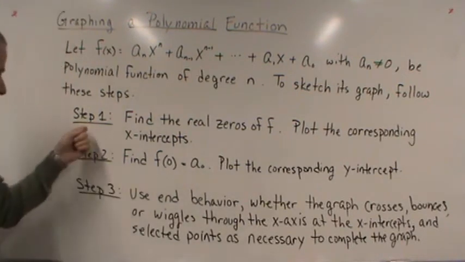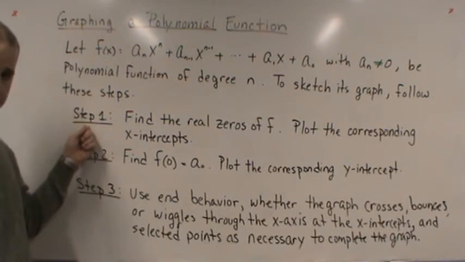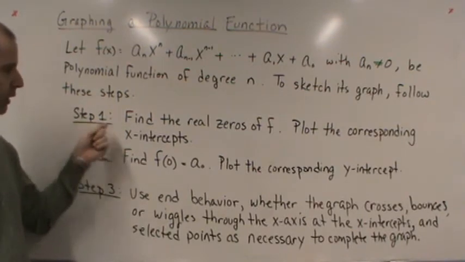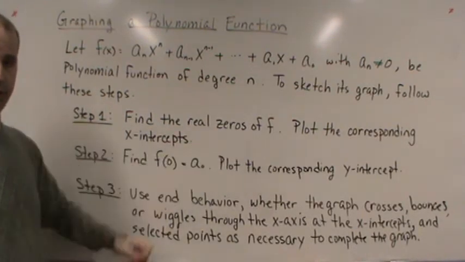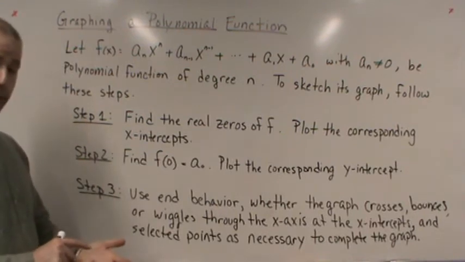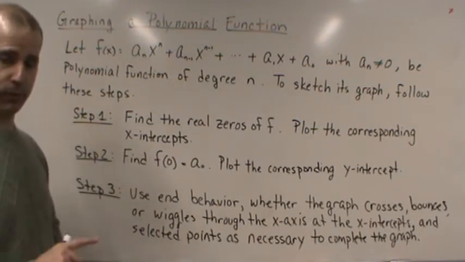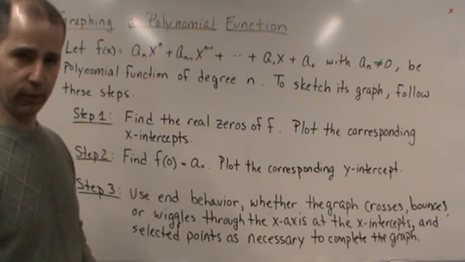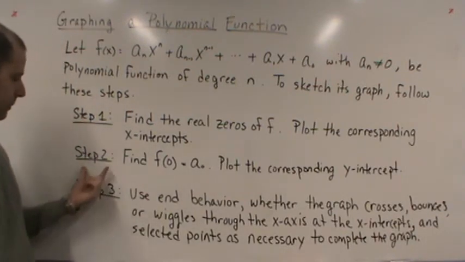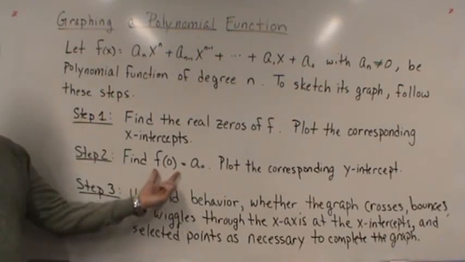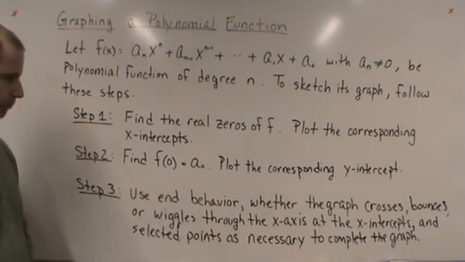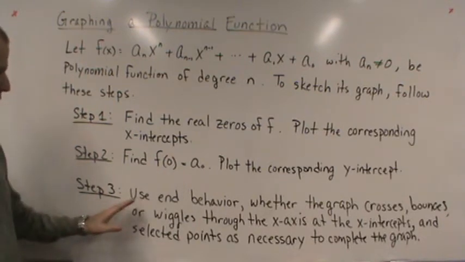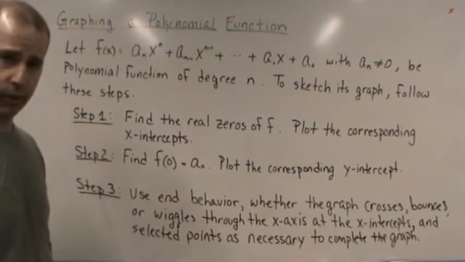So step 1, find all of the x-intercepts. How do we do that? We need to find all the real zeros. That's where all of the theorems come back: the factor theorem, the rational zeros theorem, and things like that. And then step 2, basically the y-intercept. And then step 3, use end behavior. We talked about that.